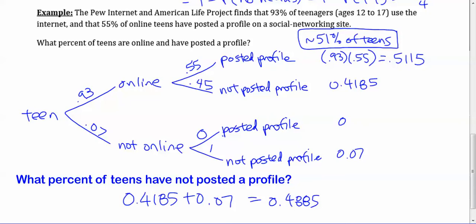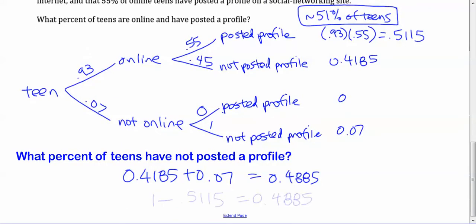The other way to do it is to realize that, well, this branch doesn't really count because it's just 0. So you could have said, all right, well, it's going to be everybody except these 51% that are online and have posted a profile. So again, you could have got this one using the complement rule as well. All right, let's move on to one that's a little bit more complicated.